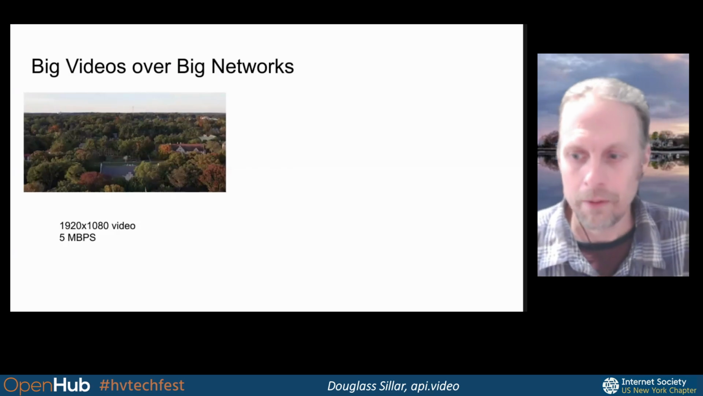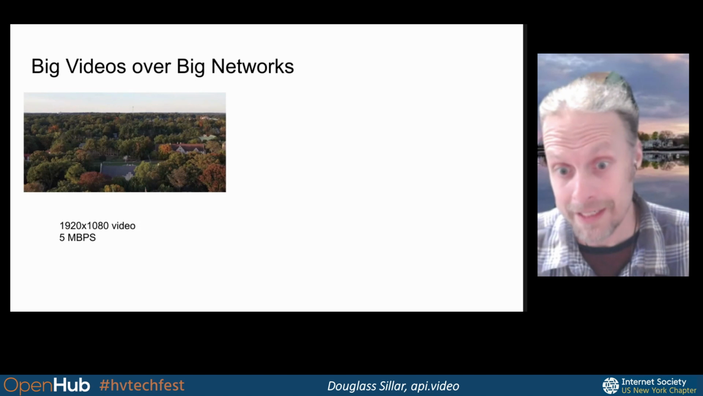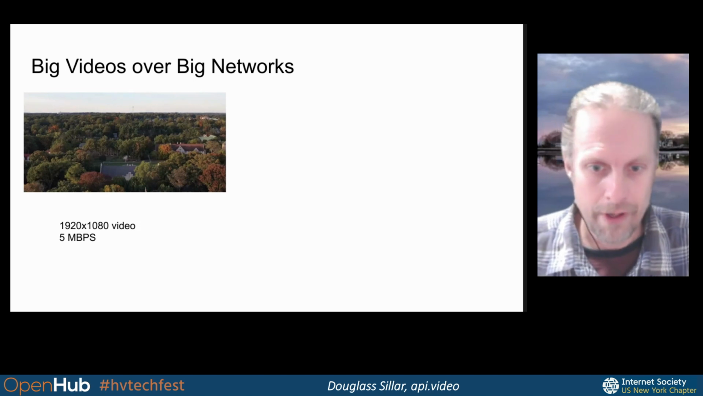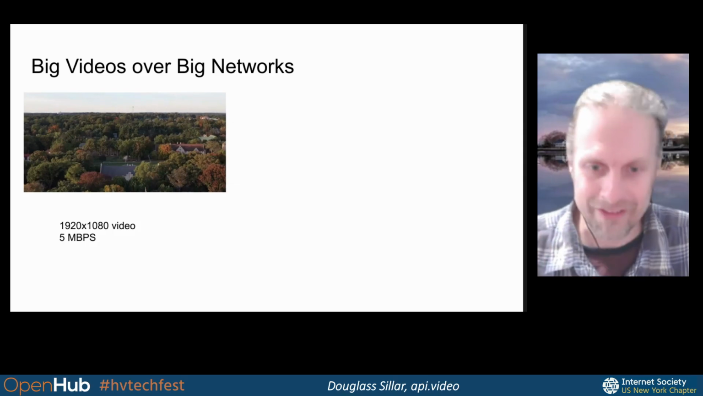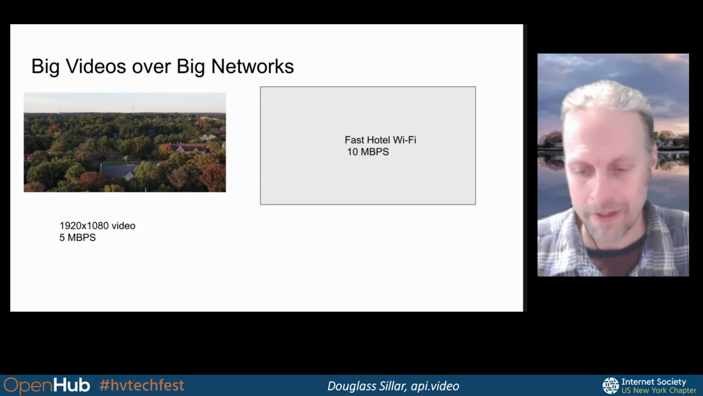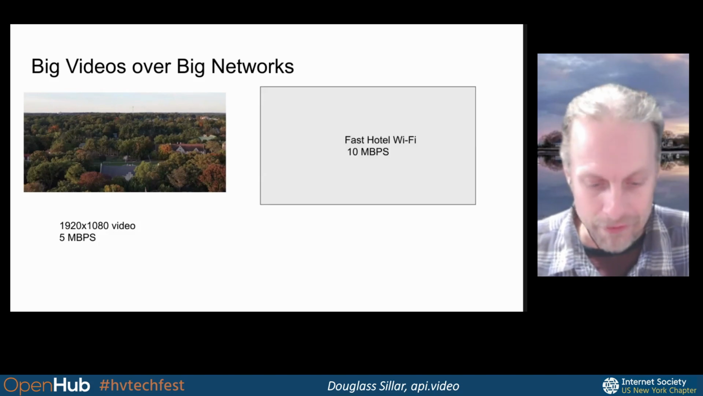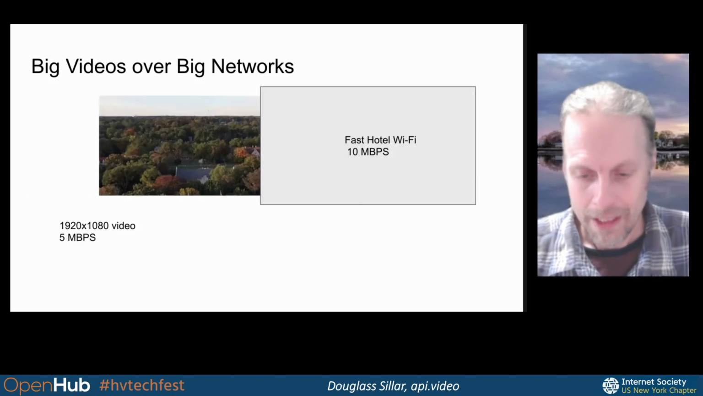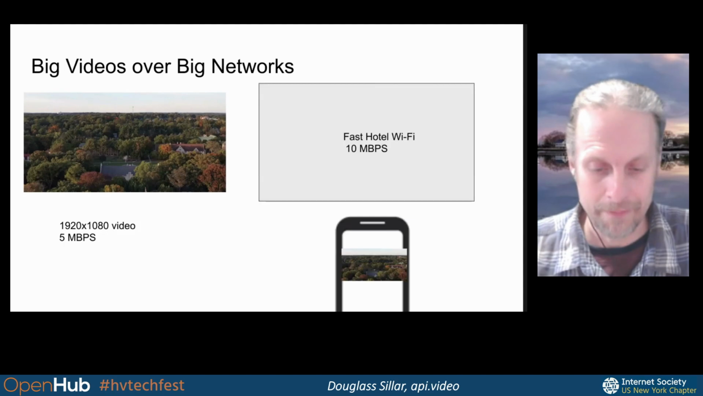So I'm going to switch gears just a little bit here, and this is more into the compression idea of using videos. Here I've got this 1080p video. This is actually from my alma mater in Ohio. It's 5 megabits per second. If I'm on a fast Wi-Fi, over 5 megabits per second, it's going to fit through the tube and show up on my phone just fine.